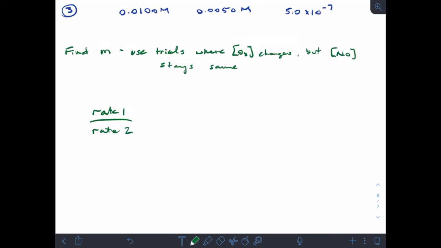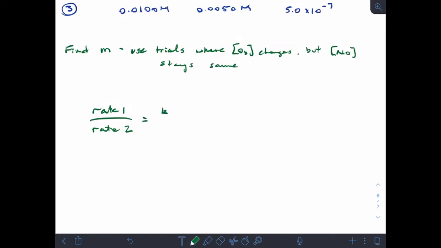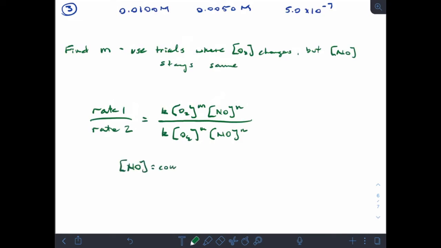So I can write a rate law for each one. So let's take a look at what this whole thing is going to look like. If I write the rate law for the reaction for trial 1, it's going to take the same form for trial 2. The reaction will have the same form because it's the same reaction. What's different is that the NO stays constant. The K is a constant. But O2 changes. So top and bottom, the K's are the same and the NO's are the same.